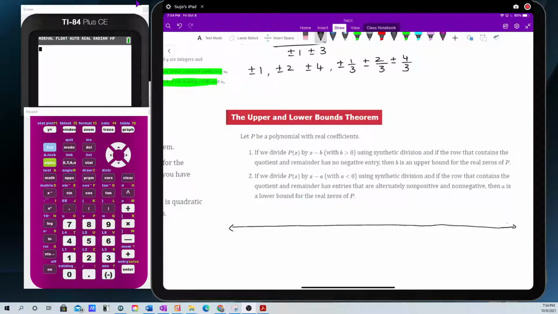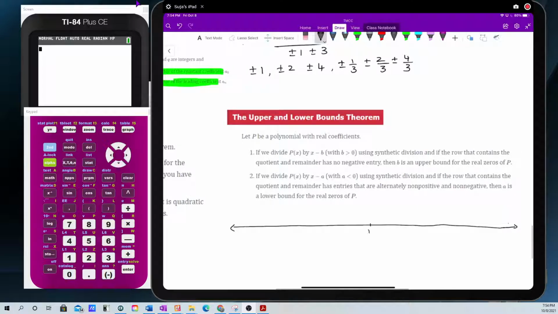So I know the smallest positive number is 1/3. Then the next smallest number is 2/3. The next is 1. Then 4/3. Then 2 and 4. Same thing on this side, I will have -1/3. Yes, 0 will be there. -1/3, -2/3, -1, -4/3, -2, and -4.